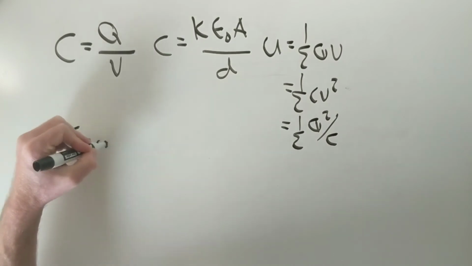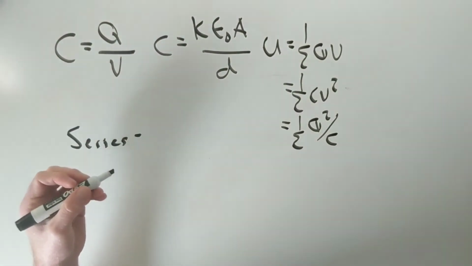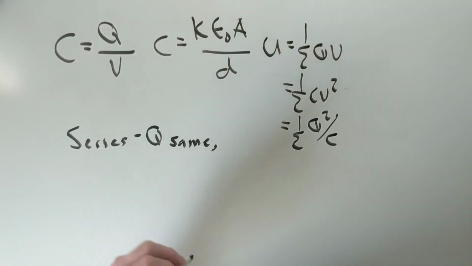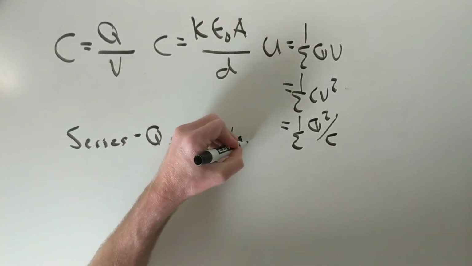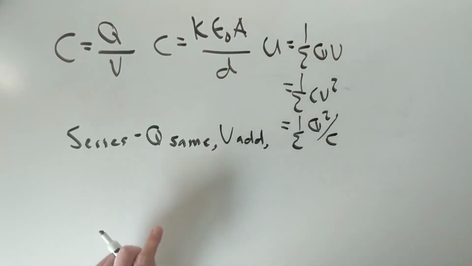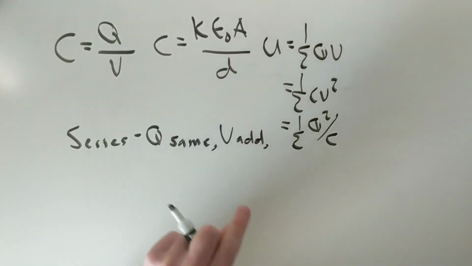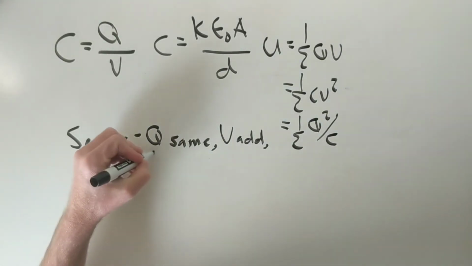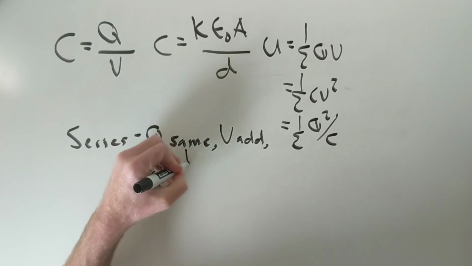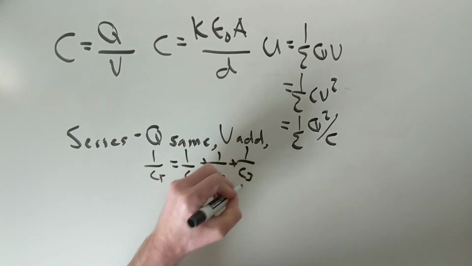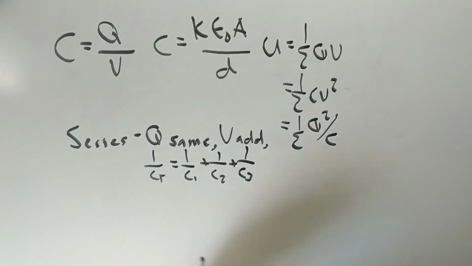In series, what you see is that the charge has to be the same in all of the capacitors because they're in series, and it actually doesn't make a complete circuit. The voltages add, but then the last piece of this is capacitors in series add like resistors in parallel. So the capacitance has that 1 over, that reciprocal addition that comes in there. So it adds like this.